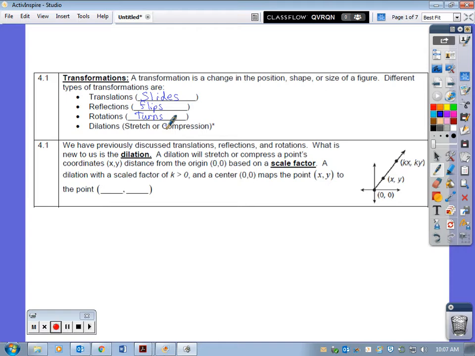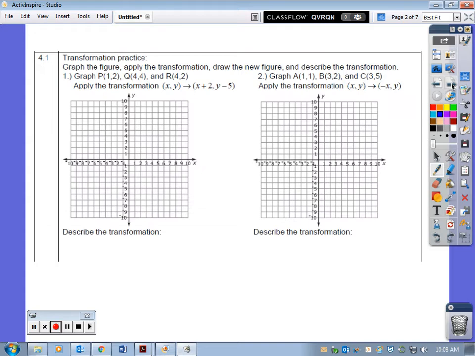So a dilation with a scale factor of k greater than 0, and a center of 0, 0 maps the point x, y to the point k times x, k times y. So we're multiplying that scale factor times our x and our y. Let's take a look at some transformations. We're going to graph them.